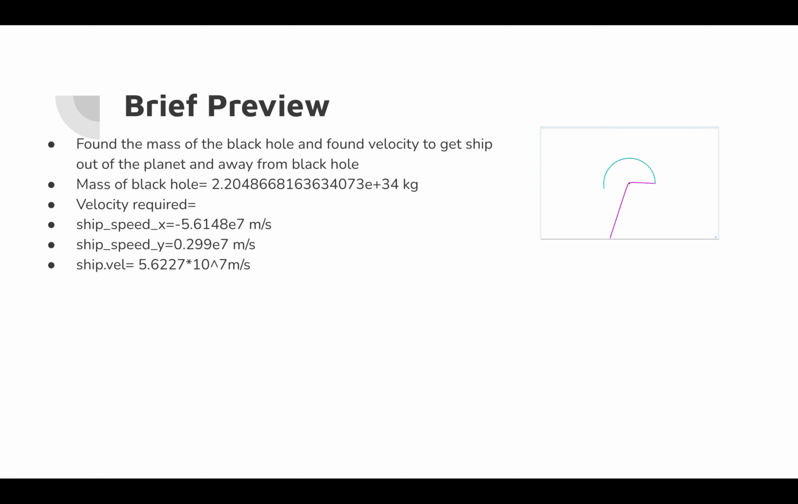So, a brief preview. We found the mass of the black hole as a result of part 1 of the lab, and we got that it was 2.204 times 10 to the 34th kilograms, and then based on this we made estimations to get the ship as close as we could to the black hole without it crashing. The velocities we got for the initial speed were, for the x component, negative 5.614 times 10 to the 7th meters per second, and for the y component, 0.299 times 10 to the 7th meters per second, and for the velocity, the magnitude of both these values, 5.6222 times 10 to the 7th meters per second.